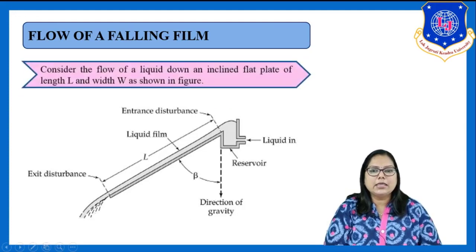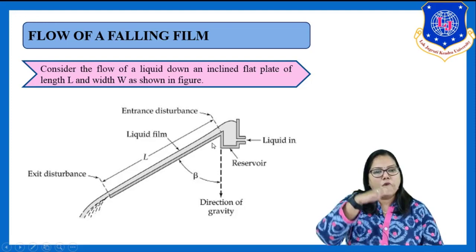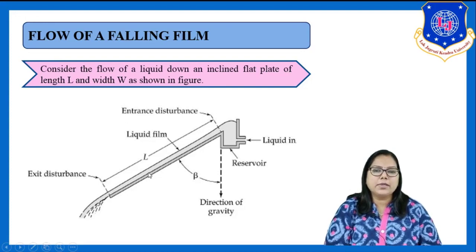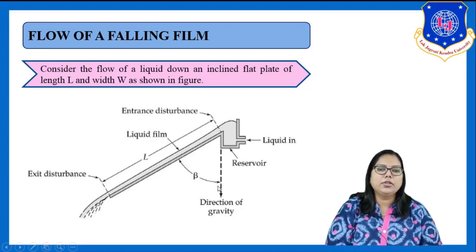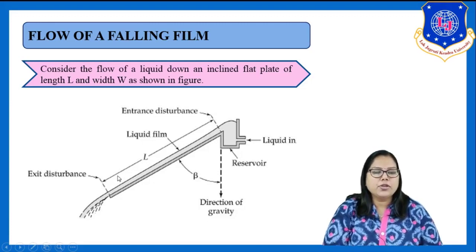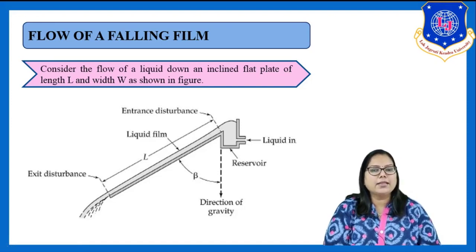You can see here, this is the inclined plate. On the top of this plate, the liquid is flowing like this. We have taken the length of this plate as L and the angle of the plate from the horizontal as beta. Liquid is flowing from this reservoir in this direction. So we have taken the flow of a liquid down an inclined flat plate of length L and width W, as you can see in this figure.